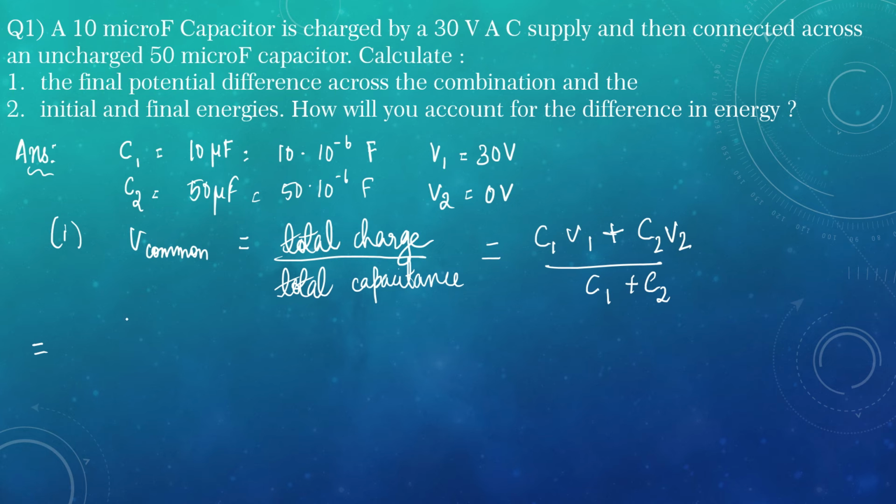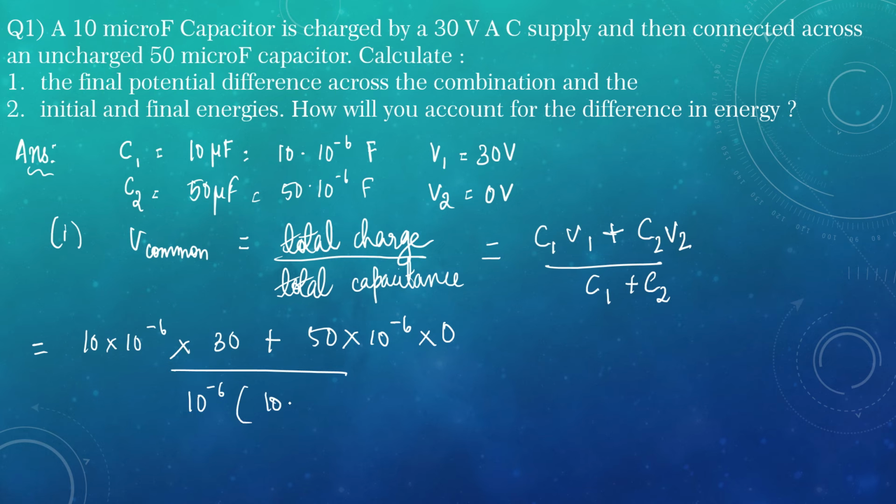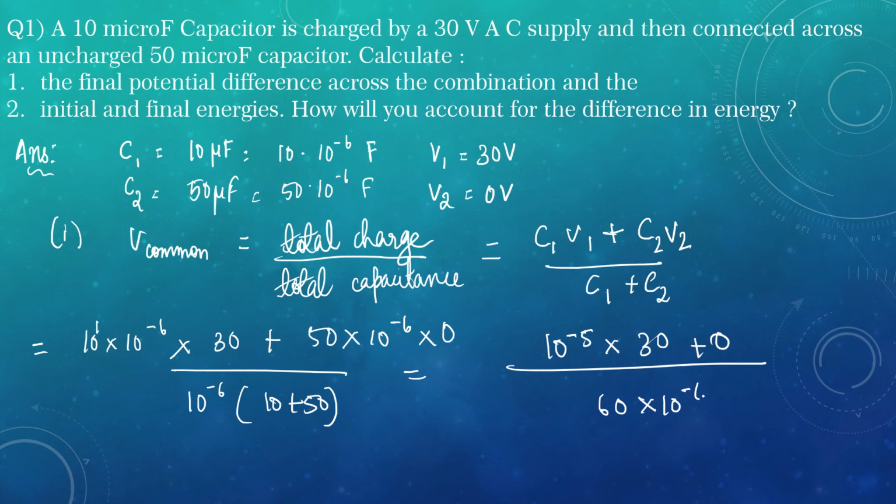On substituting the values, C1 is 10 into 10 raised to minus 6 into 30, plus C2, 50 into 10 raised to minus 6, into V2, which is 0, divided by C1 plus C2. From here 10 raised to minus 6 can be taken as common, so 10 raised to minus 6 into 10 plus 50. That is 10 raised to minus 5 into 30 by 60 into 10 raised to minus 6.